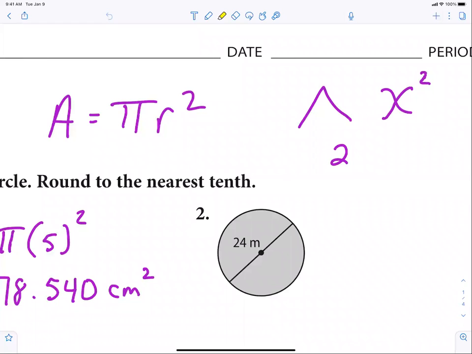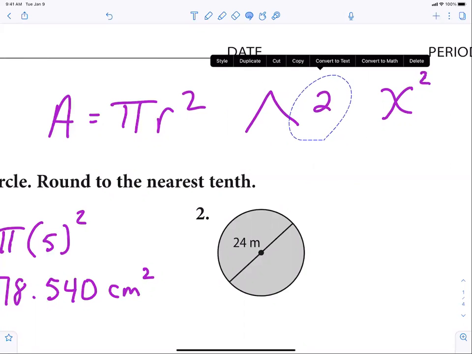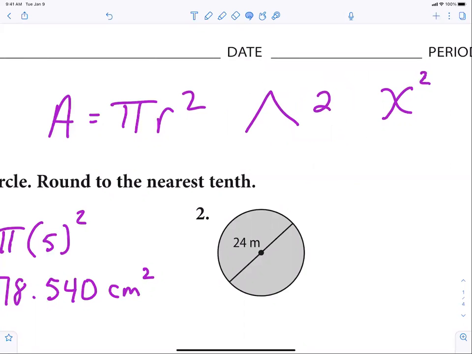Now, on your calculator, the kids were having trouble, all right? Anytime you want to raise something to a power, some kids have this caret button. You can hit the caret and then the 2, and that's the same. The other thing you can do is there is a physical x squared button on your calculator. So I want everybody to take their calculator out.